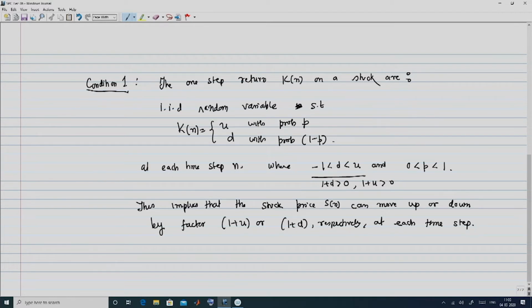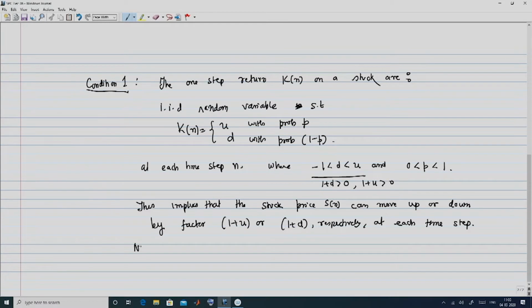So, here typically u is what is known as the up factor and d is what is known as the down factor. So, typically we say that the stock price from the current time of S n, in the next time point, can either go up to S of n into 1 plus u with probability p, or it can come down to S of n into 1 plus d with probability of 1 minus p.